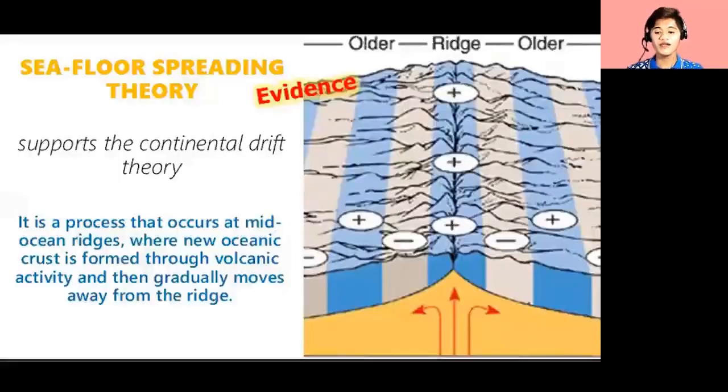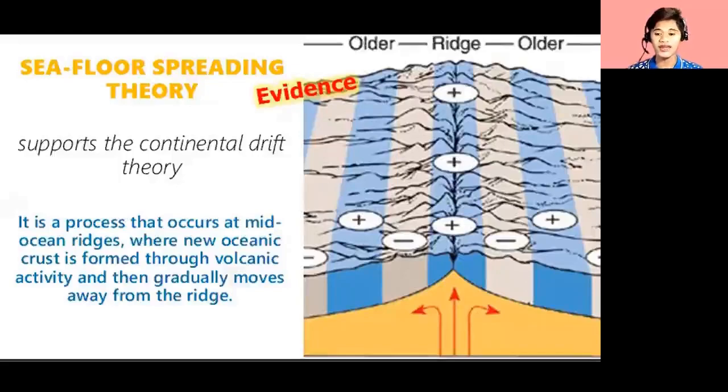The seafloor spreading theory supports the continental drift. It is a process that occurs at mid-ocean ridges, where new oceanic crust is formed through volcanic activity and then gradually moves away from the ridge. Later on, we will know each process that took place in this theory.